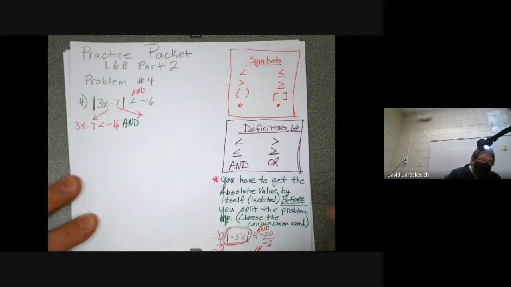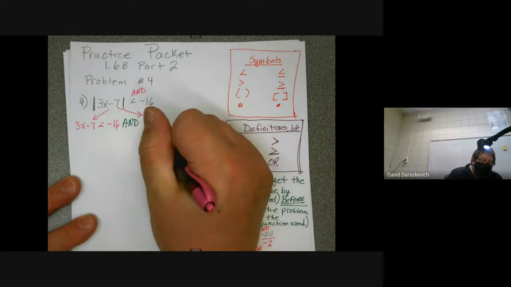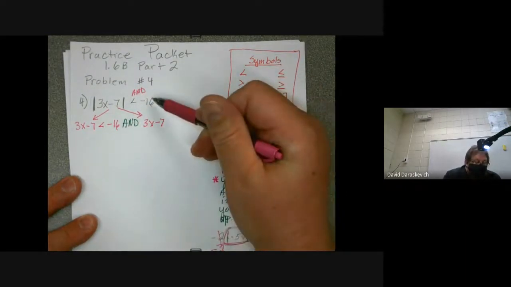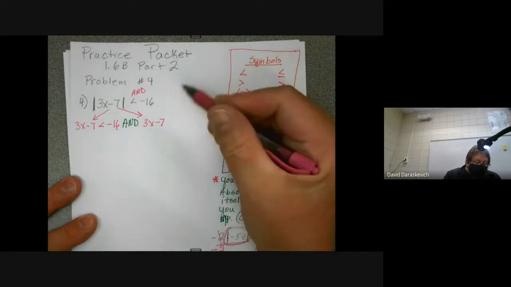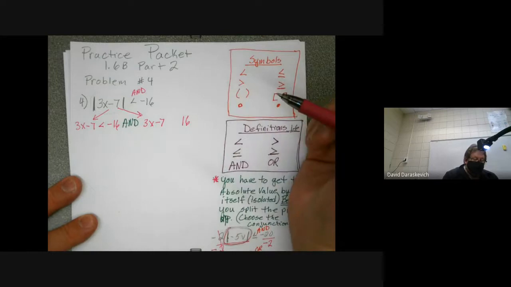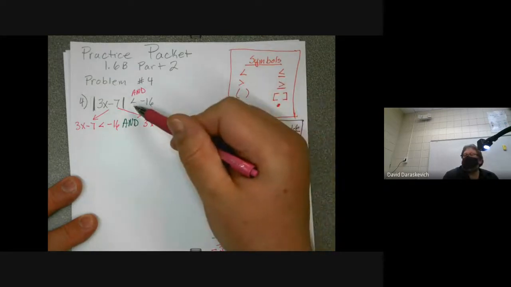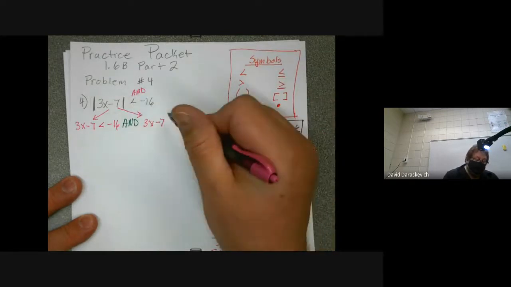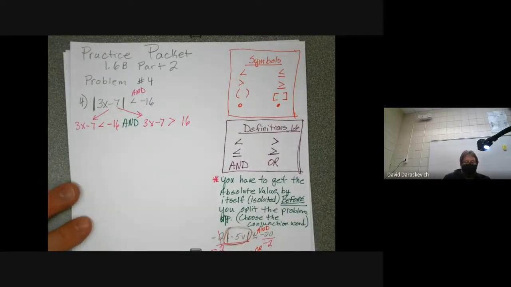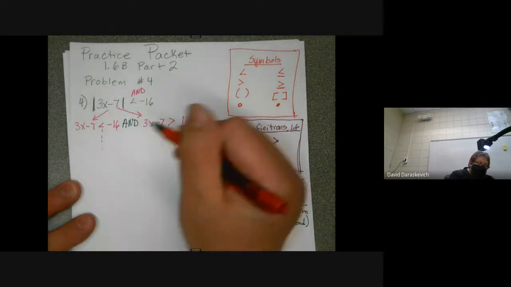Take what's inside, 3x minus 7, and multiply that or divide it by negative 1, however you want to think about it. So now I get a positive 16. But since I multiplied it by negative 1, I have to flip that inequality sign. Now I go ahead and solve these. Solve for x.